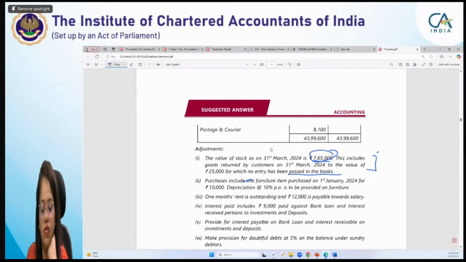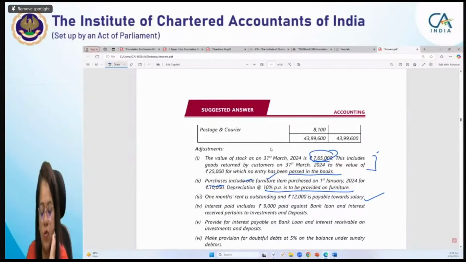Purchases includes one item, furniture purchased. See, it is a furniture. It is a capital item. So हमारे को purchases में नहीं add करना चाहिए था. Item purchased on this date for rupees 10,000. Depreciation is also to be provided. One month rent is outstanding and 12,000 is payable towards salary. This is an outstanding amount.